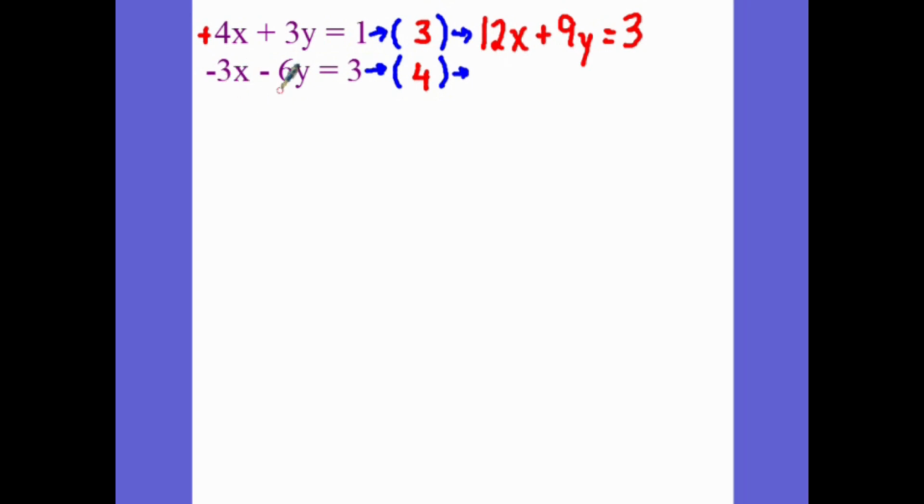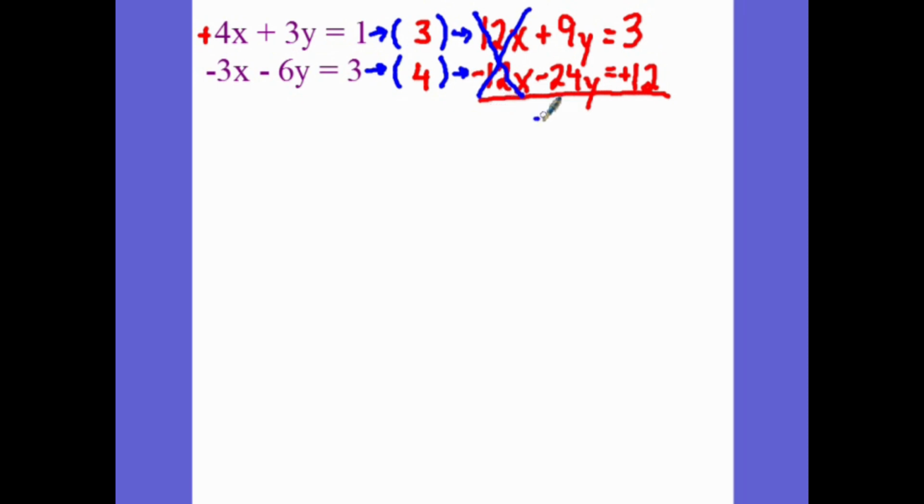Next, I'm going to multiply everything in the bottom equation by 4, every single term. The first term, negative 12, because 4 times negative 3 is negative 12. Then, negative 6 times 4, negative 24. And 3 times 4, positive 12. Don't forget to put a plus sign here just to keep you from making a lame mistake. You will notice the x's have been eliminated.